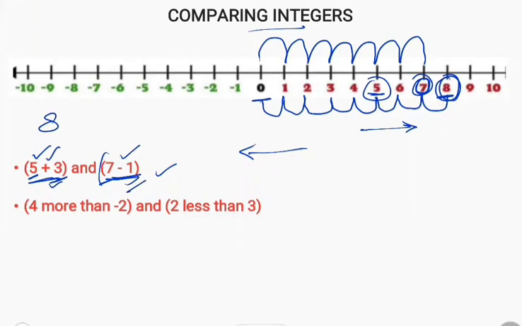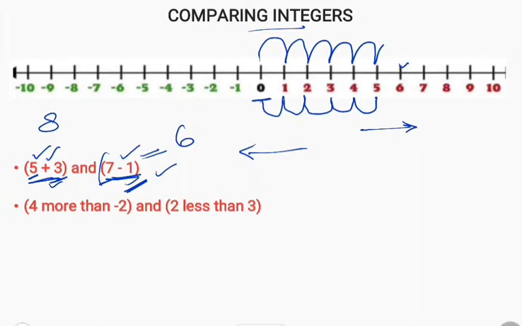And how many steps will we go? We'll go 1 step in the left direction. So from 7, we'll move 1 step, that is, we reach till over here. That is 6. So in this case, we reach till 6.